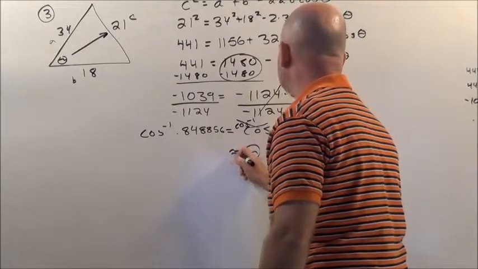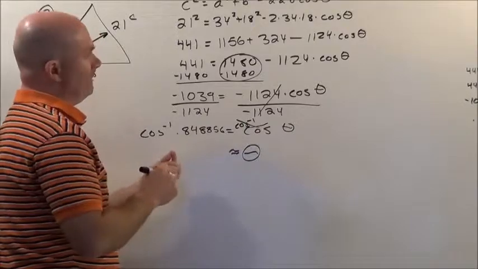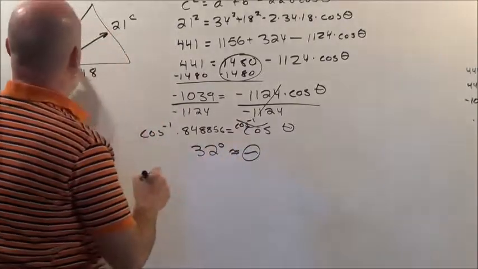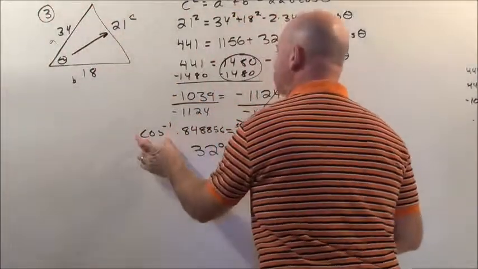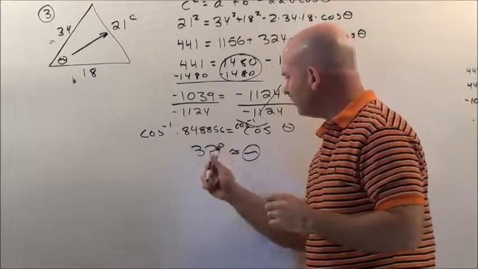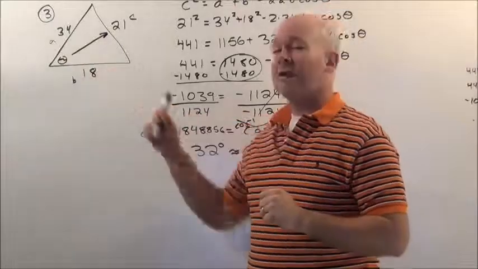It's going to be approximately, when I did it, 31.91. So let's just say that angle's about 32 degrees is what we have here. So when you take the inverse cosine of that, you're going to get 31.9 something. So I just rounded it up to 32 degrees on the answer sheet. There's how we have theta.